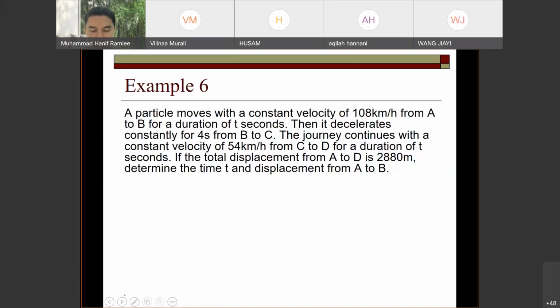If the total displacement from A to D is 2,880 meters, determine the time T and the displacement from A to B. So you have to determine S in the end, and also T. T is this one, and the other T is here. So you have to determine the T. How to do it? Anyone? Any idea? What should we do first?